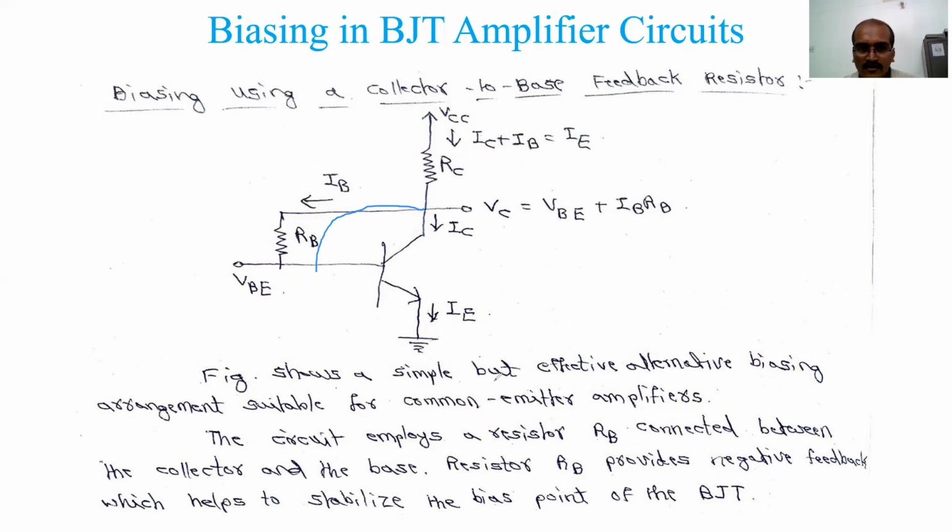That is the modification in the bias circuit to get a stable operating point. The figure shows a simple but effective alternative biasing arrangement suitable for common emitter amplifiers. The circuit employs a resistor RB connected between the collector and the base. Resistor RB provides negative feedback, which helps to stabilize the bias point of the BJT. As I told you, there are many biasing circuits; you are not going to study everything here. BJT is not much discussed here, just to elaborate, only the major biasing circuits.